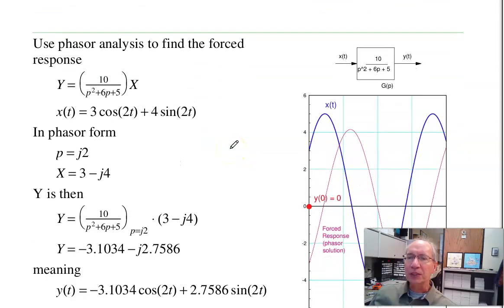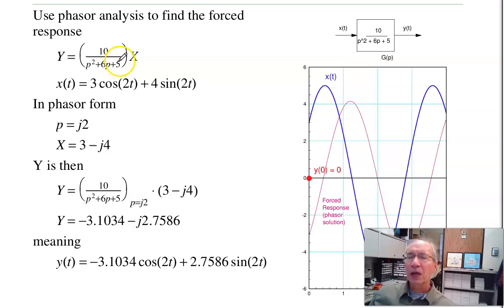Now find the forced response. This is true everywhere. All I care about is what's the gain at this frequency. So here, p equals j2. The amplitude is 3 minus j4. And using phasors, real part's cosine, minus j is sine. Here's the gain everywhere. All I care about is what's the gain at p equals j2 times the input, gives you a complex number. Real part's cosine, minus j is sine. So the pink there, that is the forced response. The transient response is how do I go from point A to the steady-state solution, to the forced response.